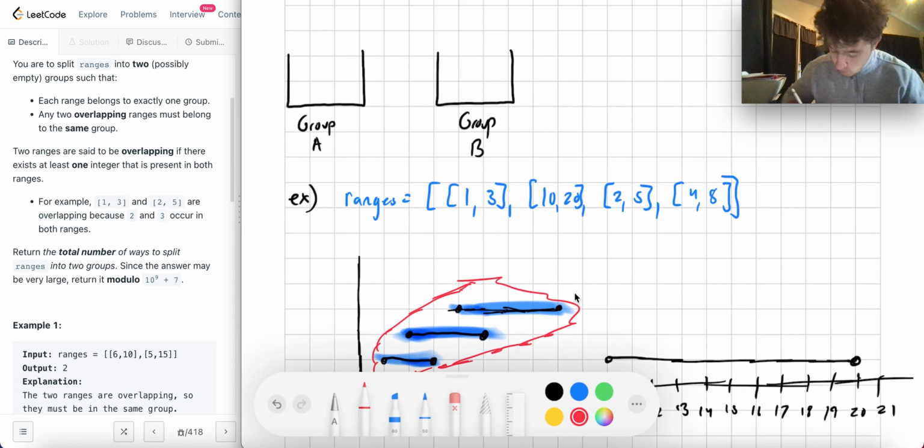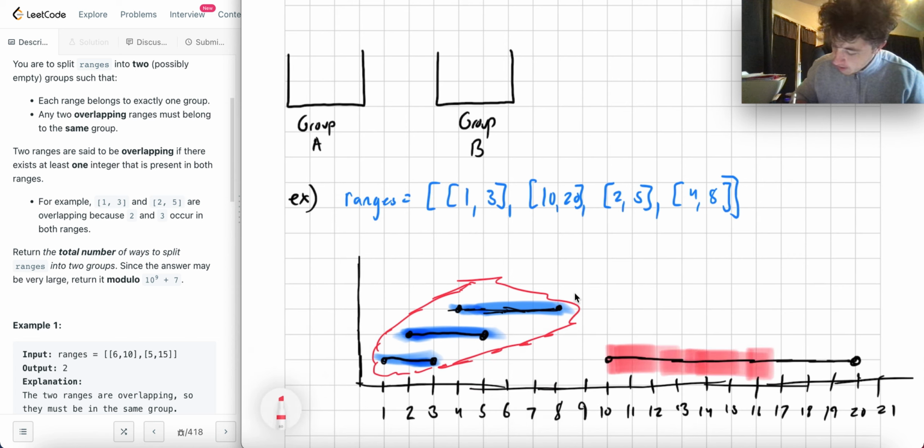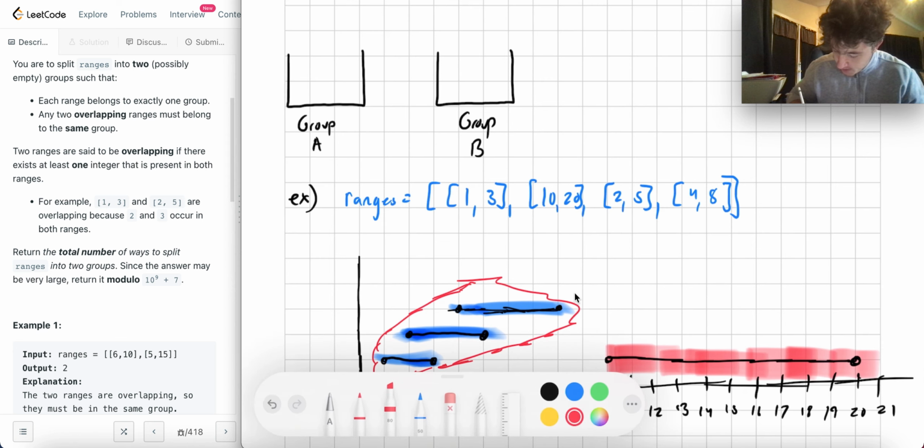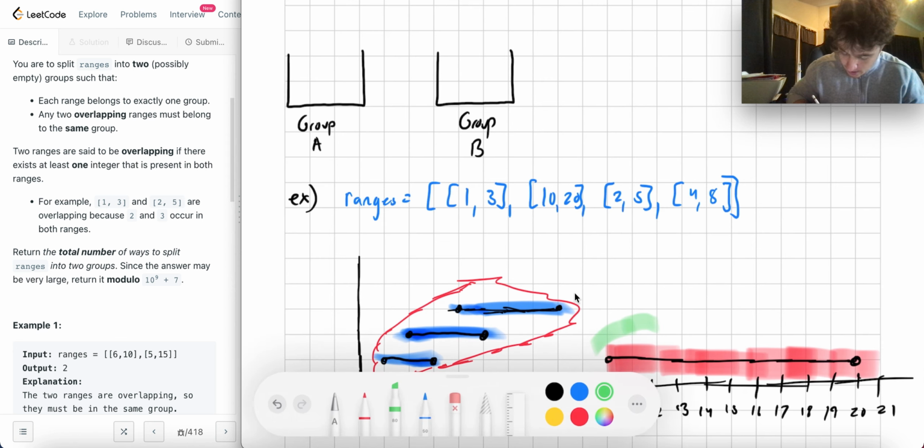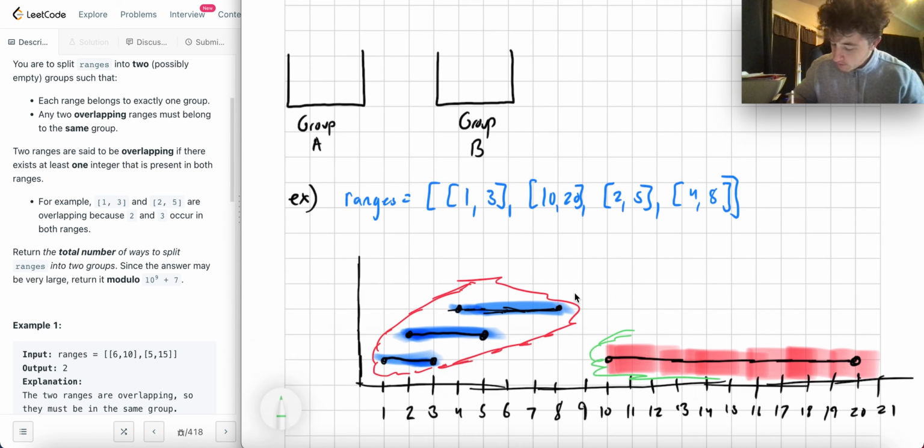And then the next thing would be this last one here, right? It doesn't share anything with anybody else. He's just a loner like myself. And he will be his own bundle here. So now we have two bundles that we can put in group A and group B. So how many ways can we do that?